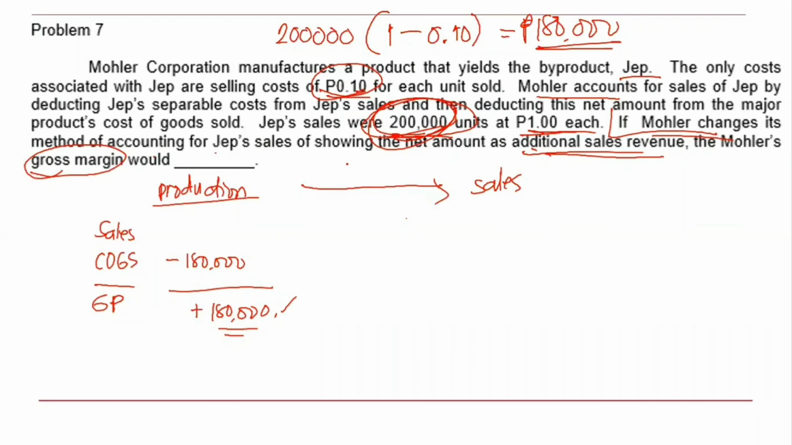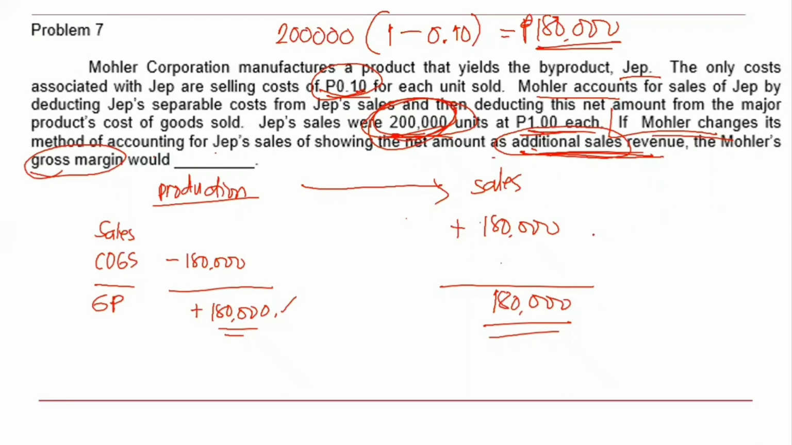Sabi rito sa dulo, if Moller changes its method of accounting, gagawin na natin, for JEP sales of showing the net amount as additional sales revenue. So, instead of that, dito sa taas, nagdagdag tayo ng 180,000. Hindi na tayo nag-minus sa cost of goods sold. Ano ang gross margin natin? It's also 180,000.